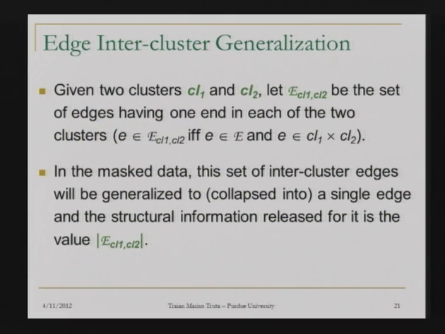Now, what do we mean by edge intercluster generalization? You can have edges between nodes that now are grouped into different clusters. You still want to show those edges in the masked social network. So whenever you have this situation, you will connect those clusters with an edge, and you may have more than just one edge that connects nodes from one cluster with nodes from the second cluster. So you will also provide the number of edges between nodes from different clusters.